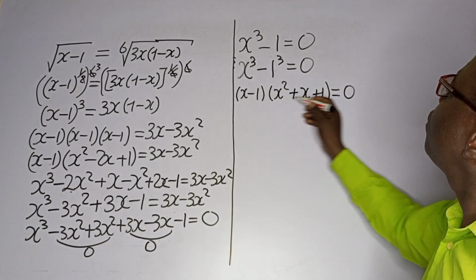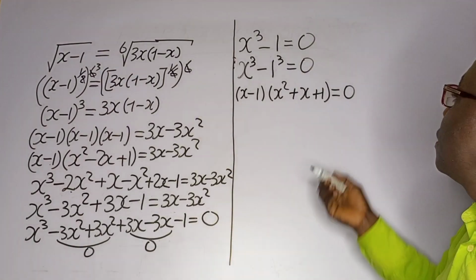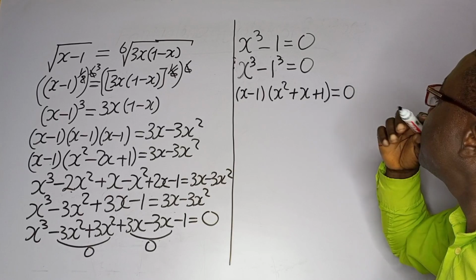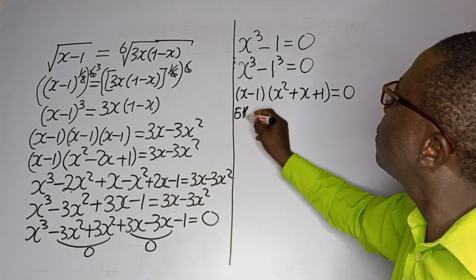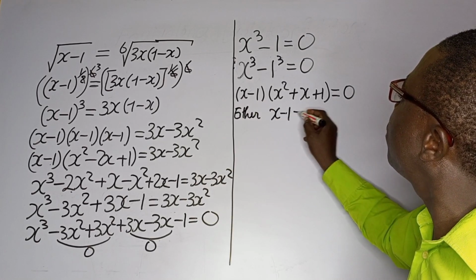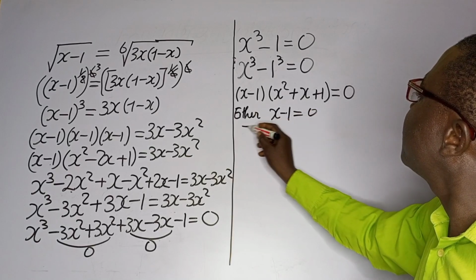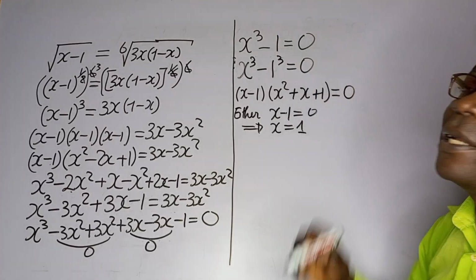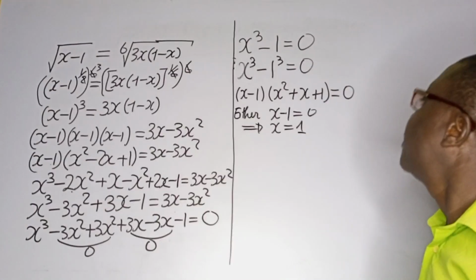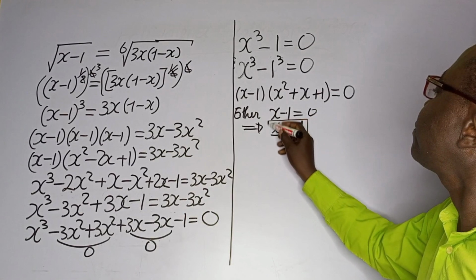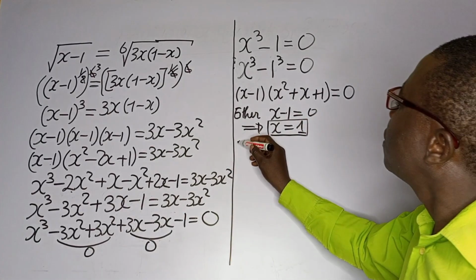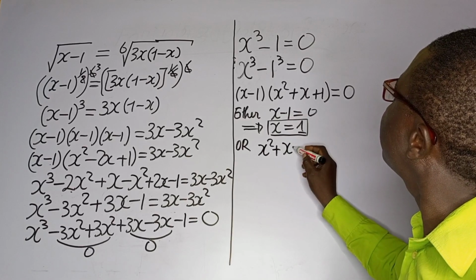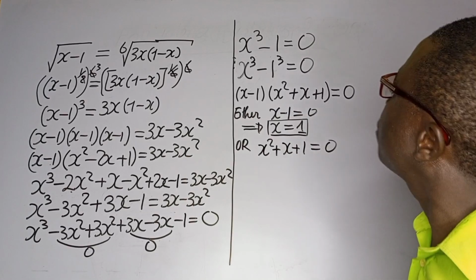Now we have the product of two expressions giving us 0. Either this first one is 0 or the second expression is 0. Either x minus 1 is 0, and if that is the case, it therefore means x equals 1, the solution we had earlier. So this is the first solution, x is equal to 1. Then we take the second case, or x squared plus x plus 1 is equal to 0.